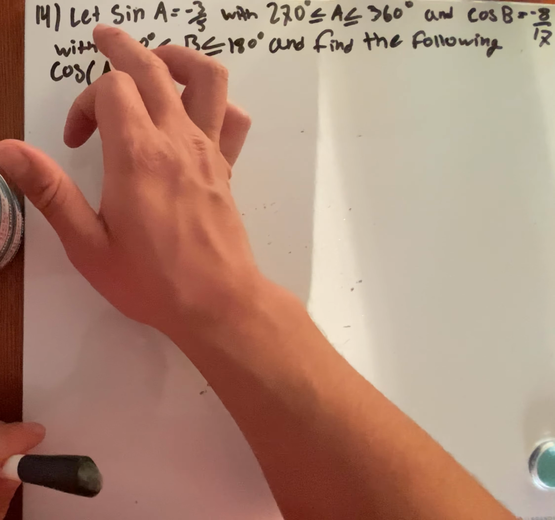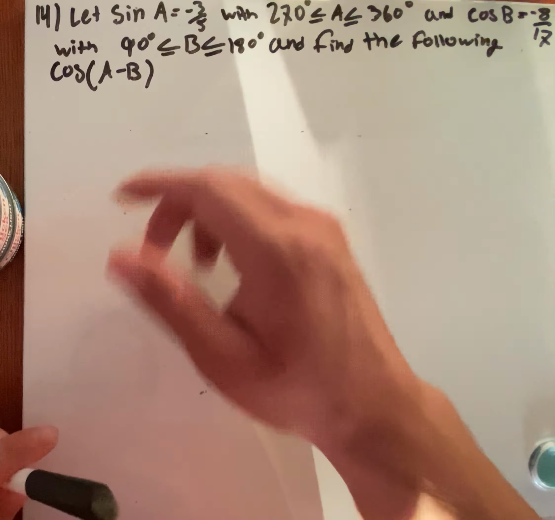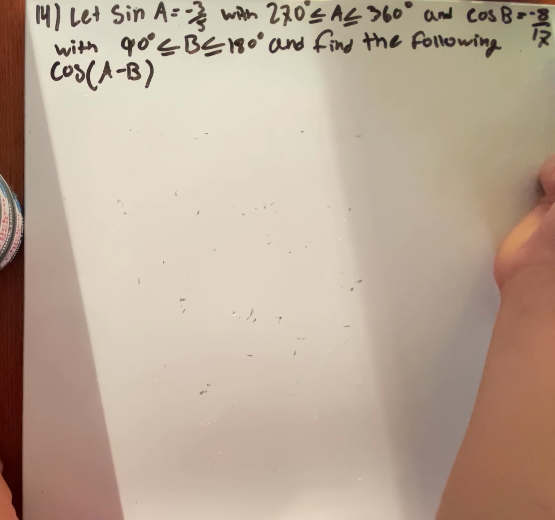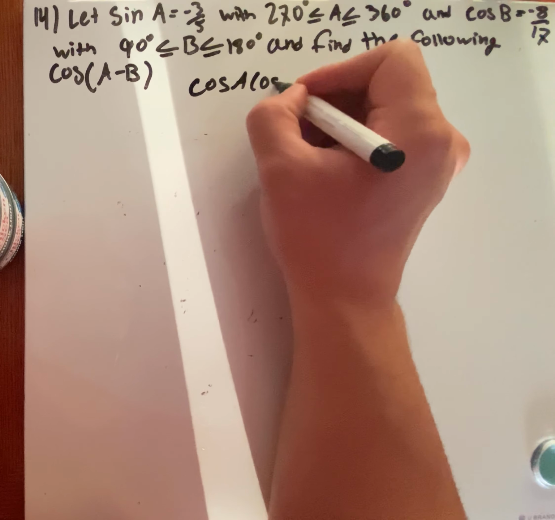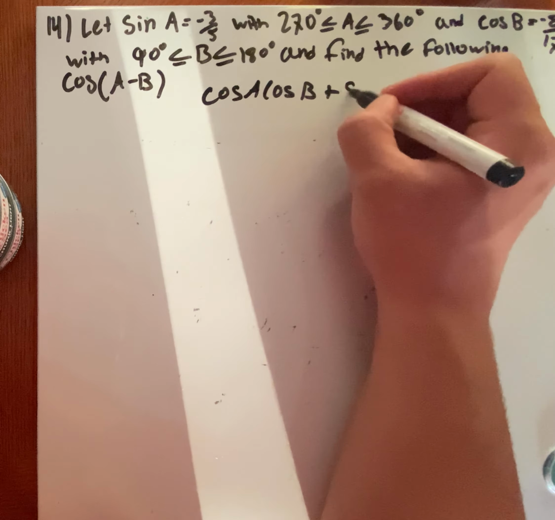So the instructions say, let sine A equals negative 3/5 with 270 degrees less than A less than 360 degrees, and cosine B equals negative 8/17 with 90 degrees less than B less than 180 degrees, and find the following: cosine of A minus B. So with cosine A minus B, we can use the identity for it, which is cosine A cosine B plus sine A sine B.